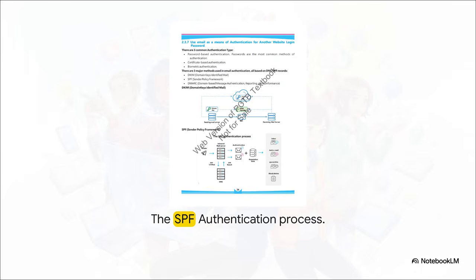Now, modern email servers have to protect you from the dark side of the web, right? Hackers and spammers are constantly trying to spoof emails. To stop this, systems use authentication frameworks like SPF or Sender Policy Framework. It essentially checks the domain's DNS records to verify that the server sending the email is actually authorized to do so. If it fails the check, boom, straight to your junk folder.